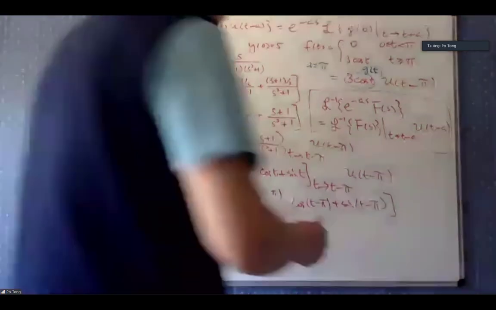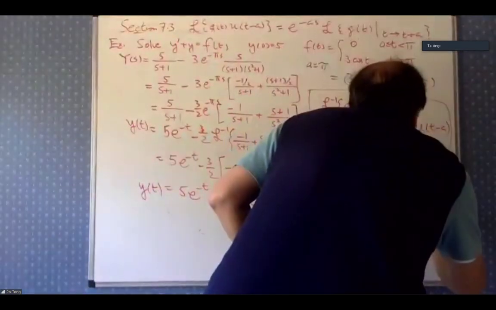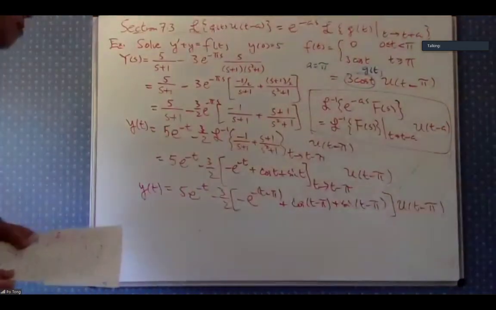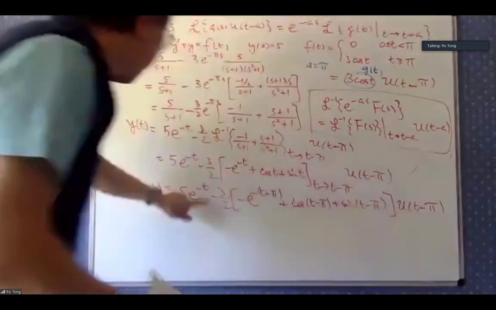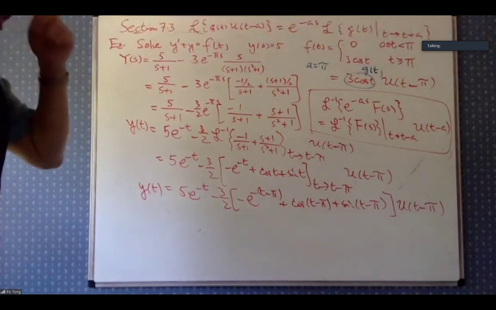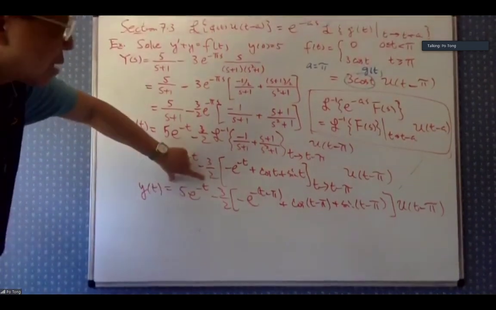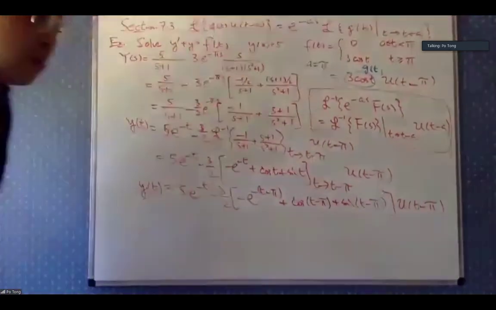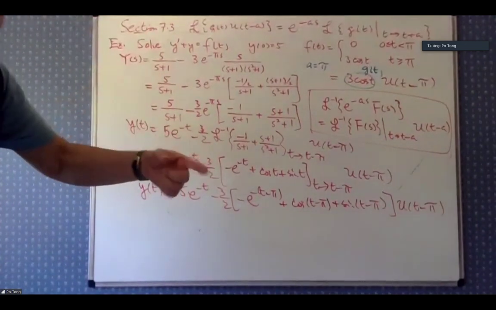I forgot this guy. Okay. This u(t minus pi) is just for this part, not for the beginning part. You can see that at the beginning part, this term comes into play only after time t. At the beginning is exponential decay.